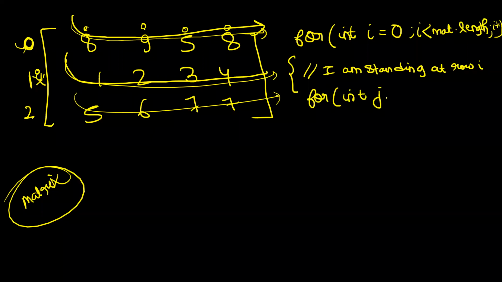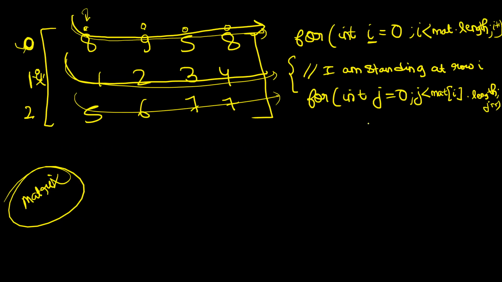For int j equal to 0, j will start at column number 0. And till where should j go? Can anybody help me? Because I am at the row with index i, how many columns does it have? mat[i].length. Can I tell you that this will give you the number of columns? Do you agree? You are at row number i, so mat[i] is that 1D array. When you do mat[i].length, it will give you how many columns are there in that particular row. So you start from index 0 and go all the way till the last column index, and then you do a j++.